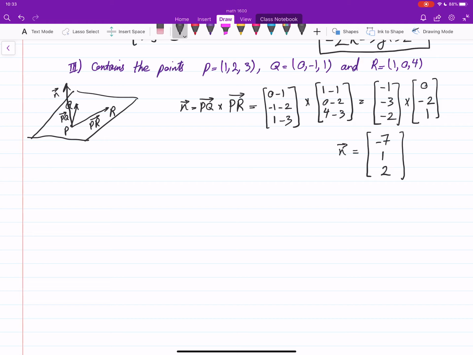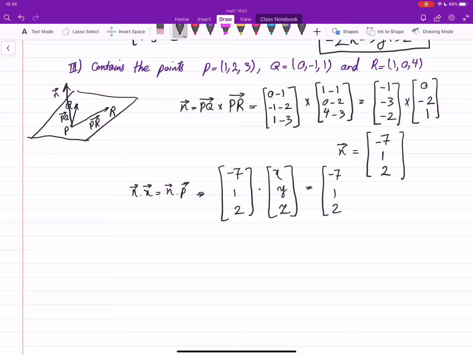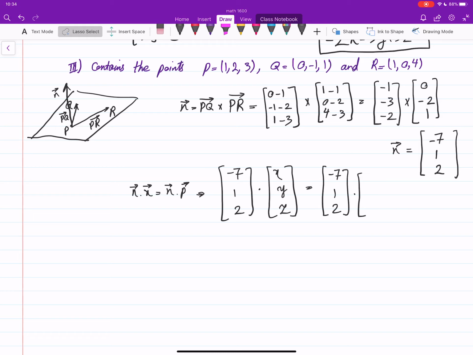Now that we have the normal vector, n·x equals n·p. Here, n is -7, 1, 2, dot x, y, z equals -7, 1, 2 dot the point. What is the point? Well, you can pick any of these points you like as the point that you're going to use in the normal form. So I will use the point P as always. So 1, 2, 3 is that.